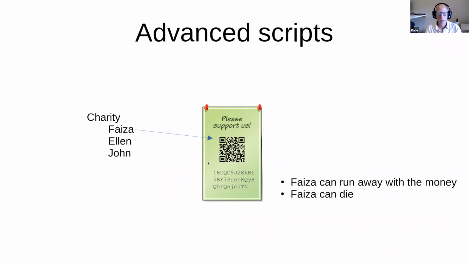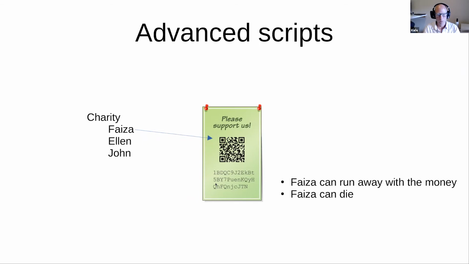So suppose that Faiza, Ellen, and John have a charity together. They have created a charity for which they collect funds from people. They want people to support their charity. And how would they collect money for this charity? They could do it like this: Faiza creates a wallet for herself, keeps her private keys private to herself, creates an address like this, and asks people to send money to this address here.